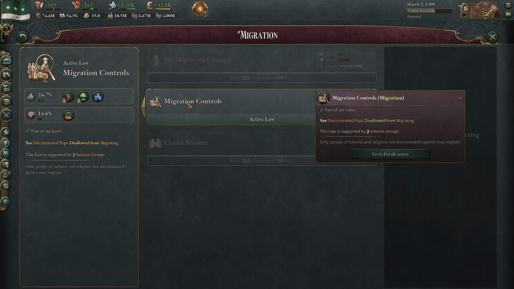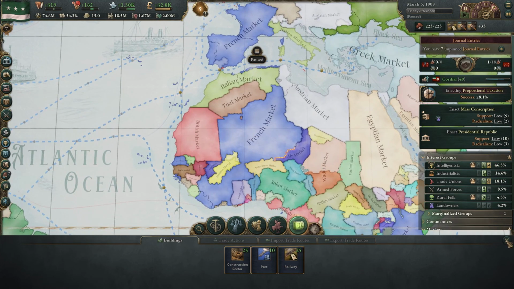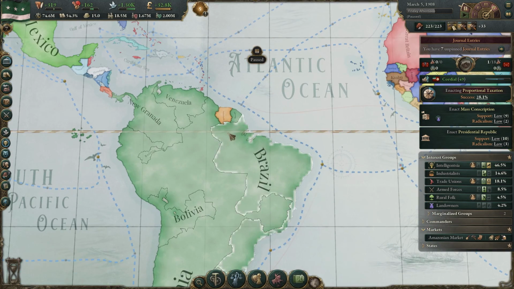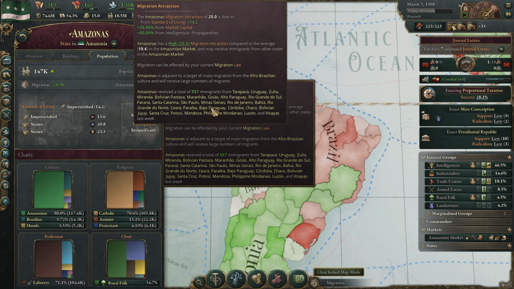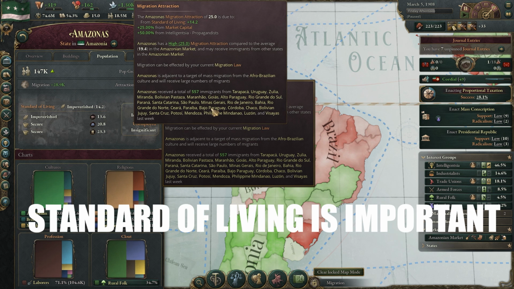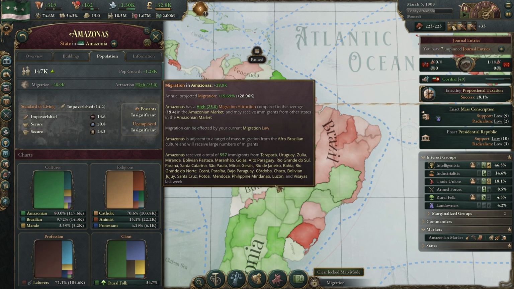And also what you want to pay attention to as well, especially if you're part of a bigger market, is to look at your migration attraction. So you can do this by clicking on a state and hovering over migration, and it'll tell you what your projected migration is going to be, as well as is it high or low and the reasons why. And this is definitely a good reason for the intelligentsia to make them happy, because plus 50% is pretty huge.